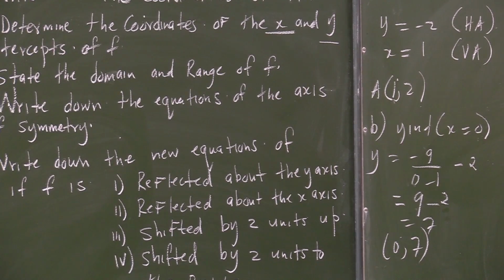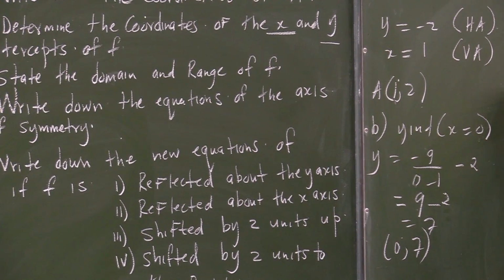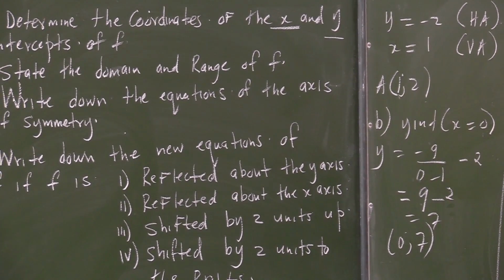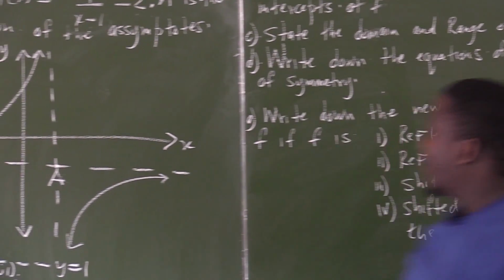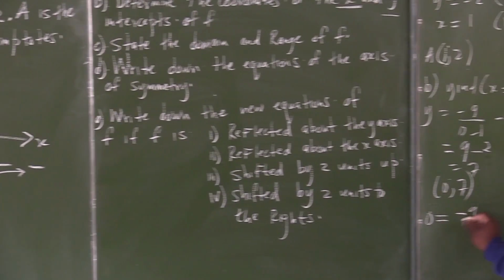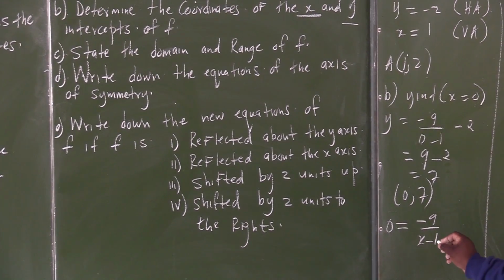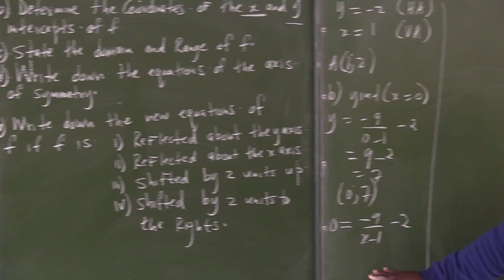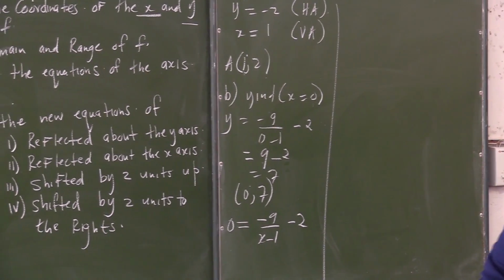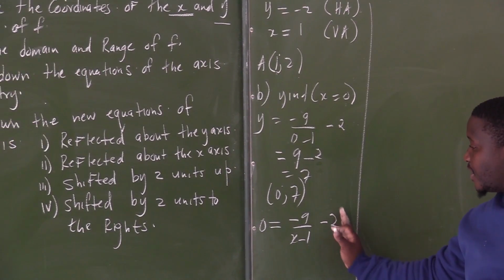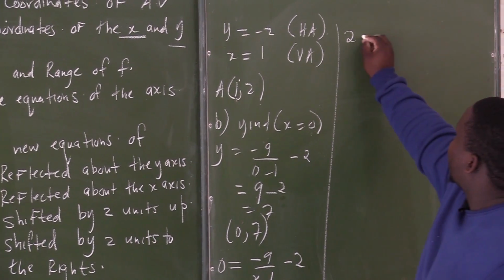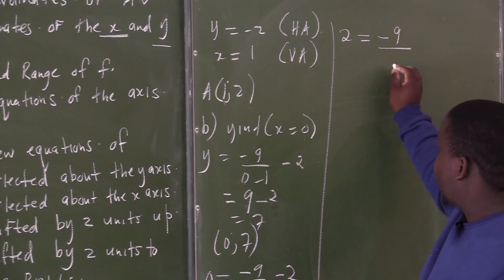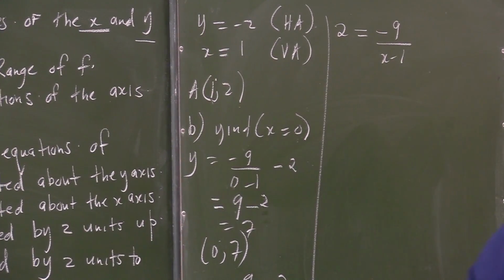What am I missing now? I am missing the x-intercept. How to find the x-intercept? I am going to make y be equal to 0. Now let's make y 0. It means I will have 0 is equal to negative 9 over x minus 1 minus 2. Then from here, it's a matter of solving for x. It's easy to say, what if I move this minus 2 to the right hand side? And I will end up with a 2 on my left, which is equal to negative 9 over x minus 1. Then from here, we must solve for x.